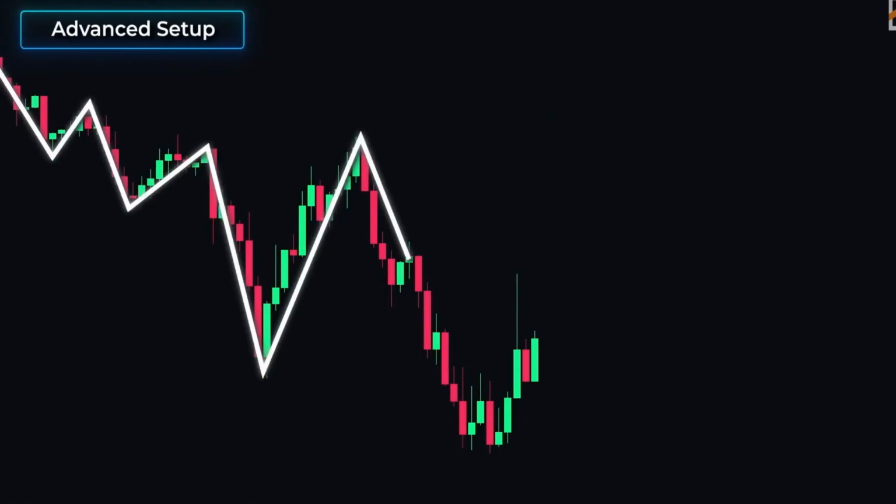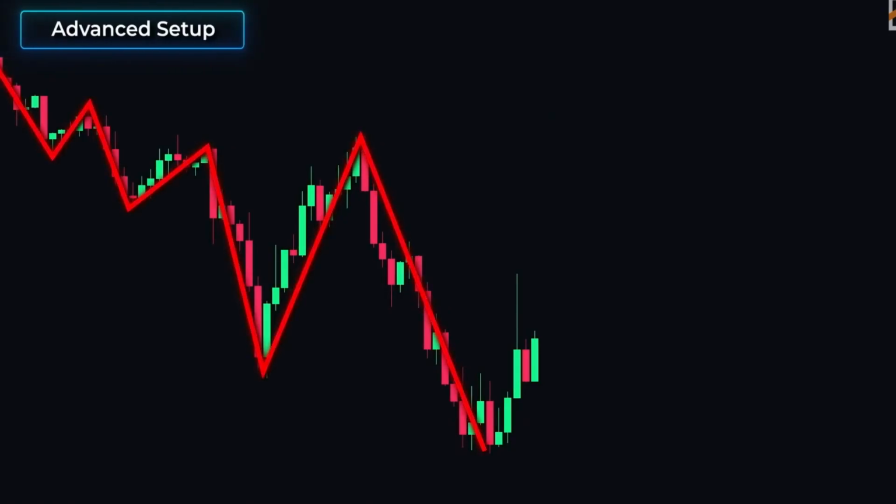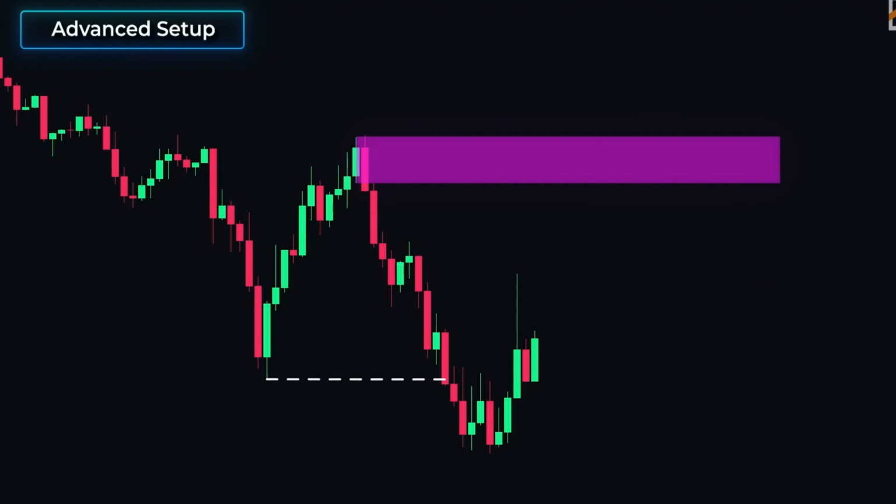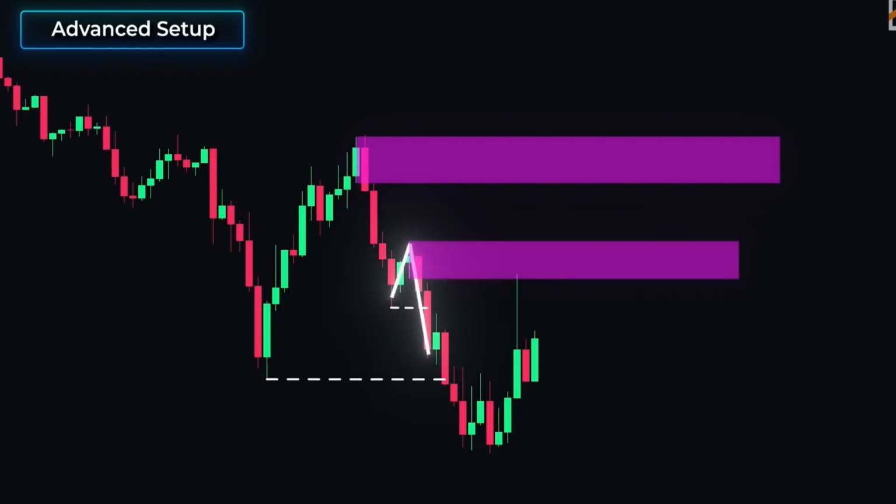So let's look at another example. In this chart, we can see that price is forming lower highs and lower lows, clearly showing a downtrend structure. There are also multiple breaks of structure that could be identified, but we'll focus on the most recent one, which is right here. From that break, we take the initial move that led to it and draw our supply zone. Looking closer, we can also spot another break of structure that came from a smaller price swing. This lets us draw a second supply zone, and since it was formed from a smaller move, we classify it as a minor supply zone.